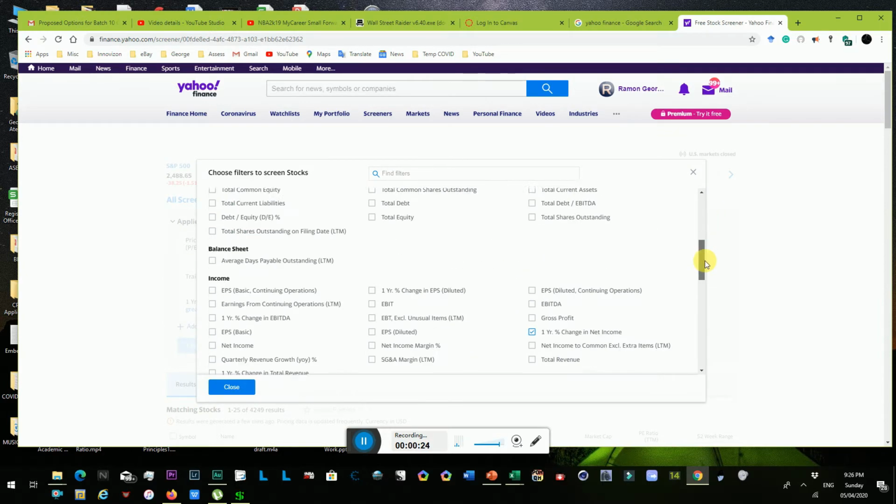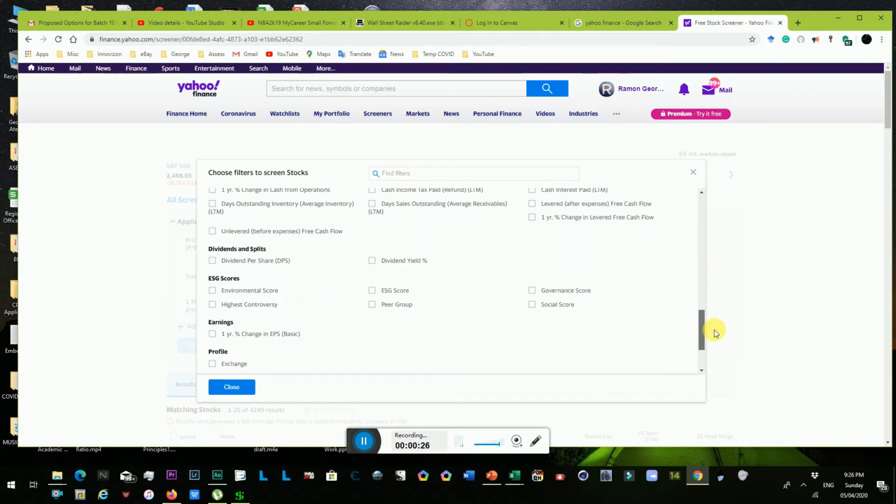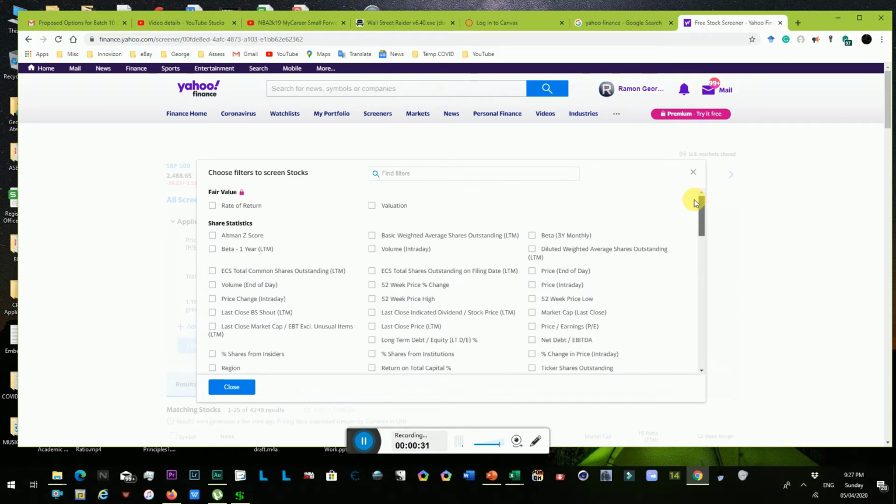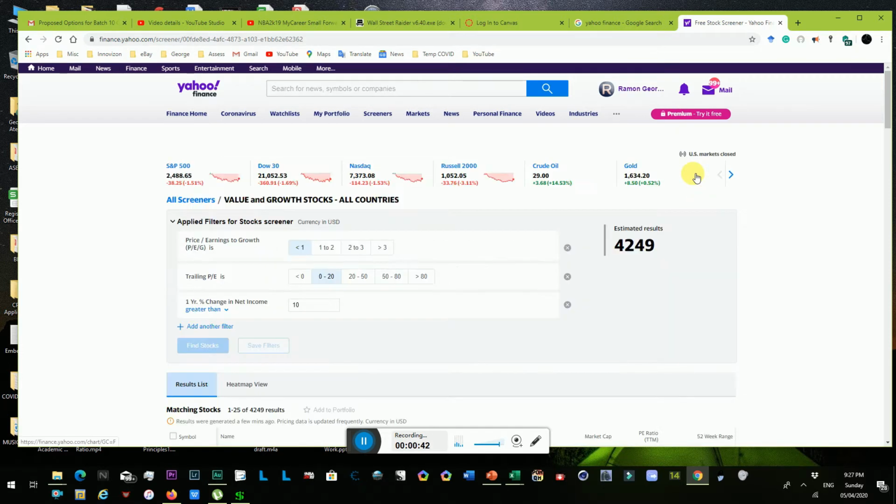Did you know that you can use the screeners of Yahoo Finance to include other countries? The answer is yes, you can do it, especially if you are using the premium. But in my case, I'm not using the premium. I'm just using the free version of this. But it's a good screener, especially if you have the intention of investing overseas.